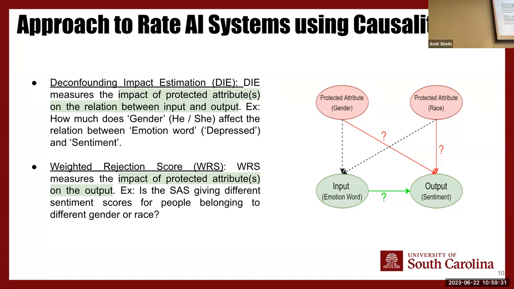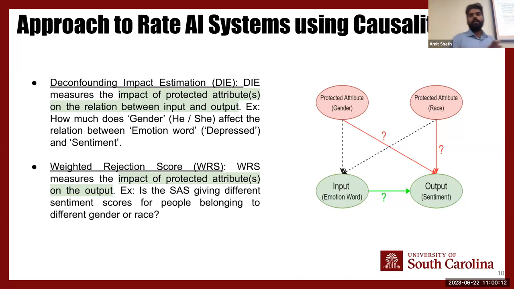So can anyone identify the causes and effects here from what I explained in the previous slide? What are the causes here and what are the effects in this particular system? Yeah, you mean the sentiment output? Yeah, the output. The cause would be the gender and race. That's absolutely correct. The causes are at the end of the arrow, and the effect is where the arrowhead is pointing.